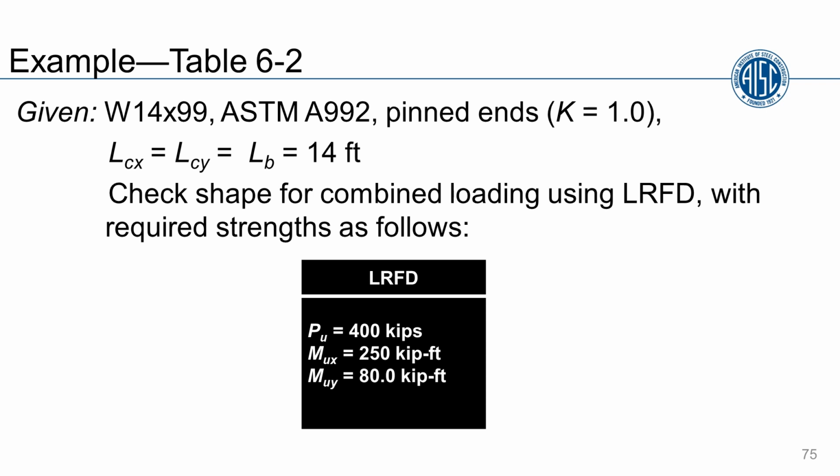The example we're going to be using is a W14x99, again with K equals 1, so L sub C is going to be the actual length, which is 14 feet. So we're going to check the shape for combined loading using LRFD with the required strength as follows. The required compressive strength is 400 kips. The strong axis bending requirement is 250 kip-feet. The weak axis bending requirement is 80 kip-feet.